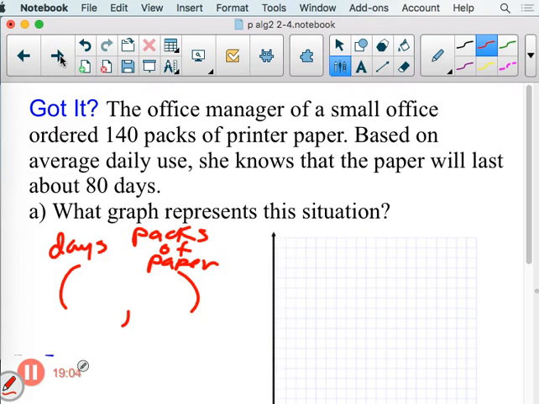So she goes out to the truck. She signs for it. Stuff's not even in the office yet. So 1 day hasn't even passed. 0 days, she's got 140 packs of paper before anybody's touched it. And then 80 days later, how much is left? Yeah, she runs out. Because it says she knows the paper lasts about 80 days. Whoa. Those are the points we need to graph it.